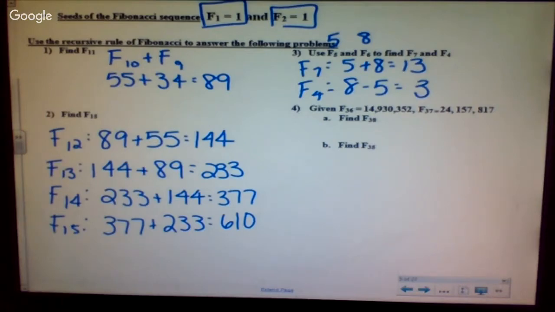So then I can give you something like number 4. So f sub 36 is 14,938,352. F sub 37 is 24,157,817. If I want to find f sub 38, what do I do to those 2 numbers? Add them. So here you would add. Give me the answer. Y'all got a calculator. Don't act like you don't.